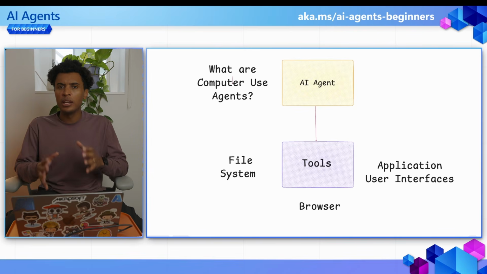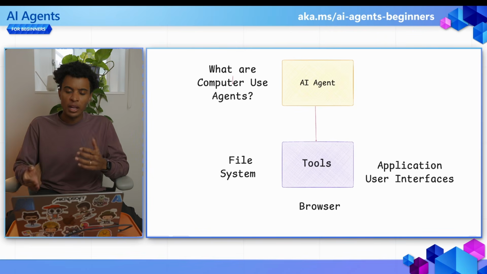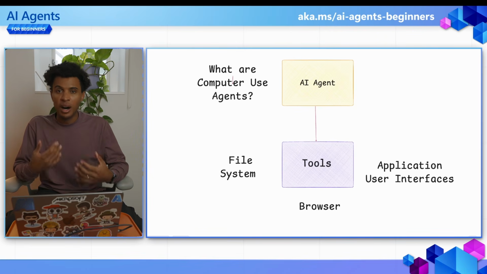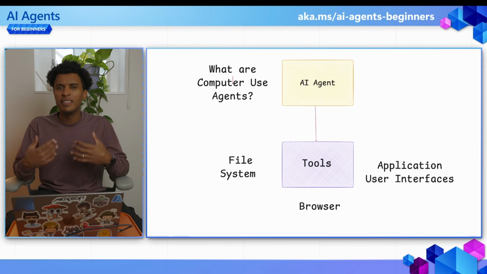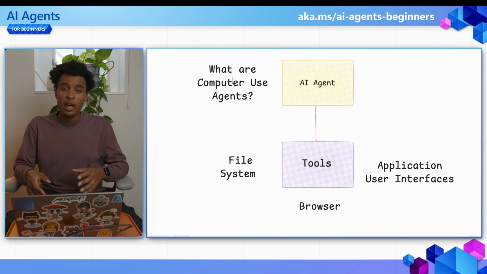Now, let's get into this by first explaining what computer use agents are. To cover what computer use agents are, we can go back to our original definition of what an AI agent is. As we mentioned before, an AI agent has a large language model behind it, as well as a set of instructions. But what makes them distinct from other types of generative AI applications is the ability to use tools. And when we're talking about computer use agents, we're actually talking about a specific set of tools.